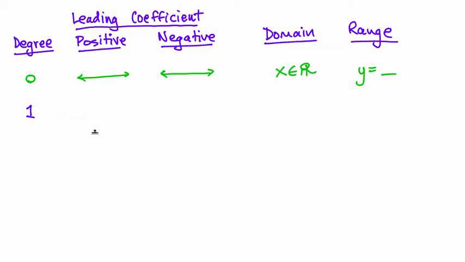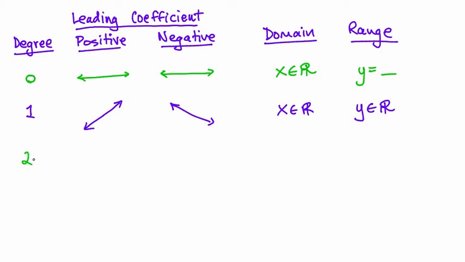For a degree 1 equation, we have a positive leading coefficient. So this is a graph like y equals, we used to call it mx plus b. If this leading coefficient, this m, is positive, it goes up. If the leading coefficient is negative, it's a straight line that goes down. And the domain of all of these is all real numbers, and the range is all real numbers because it goes up and down forever.